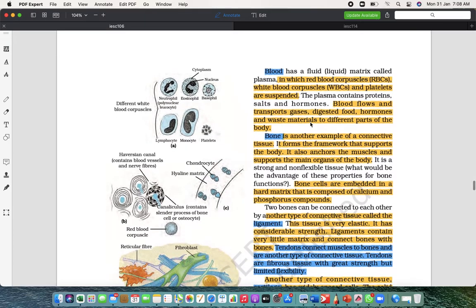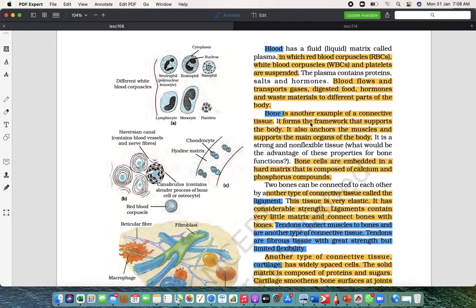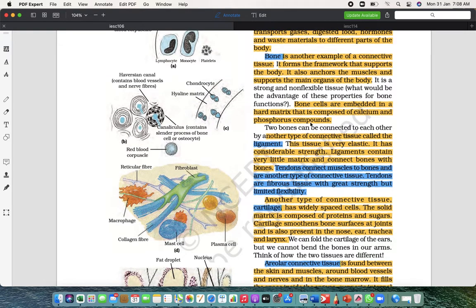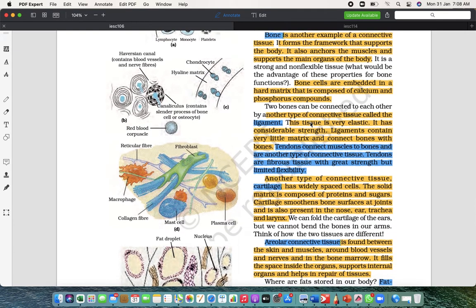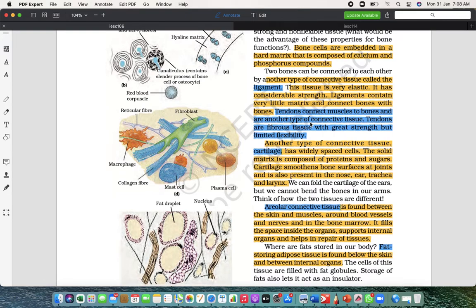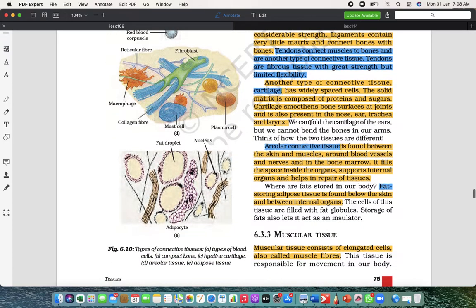Bone is another kind of connective tissue that anchors our muscles, right? Bone cells. Ligament is another type of connective tissue. It is elastic, right? Ligament connects two bones, basically. Tendons connect muscles to bone. So remember such things. There is another type of connective tissue called cartilage. That is the type of tissue you find in the nose or ears. Areolar connective tissue is found between skin and muscles.